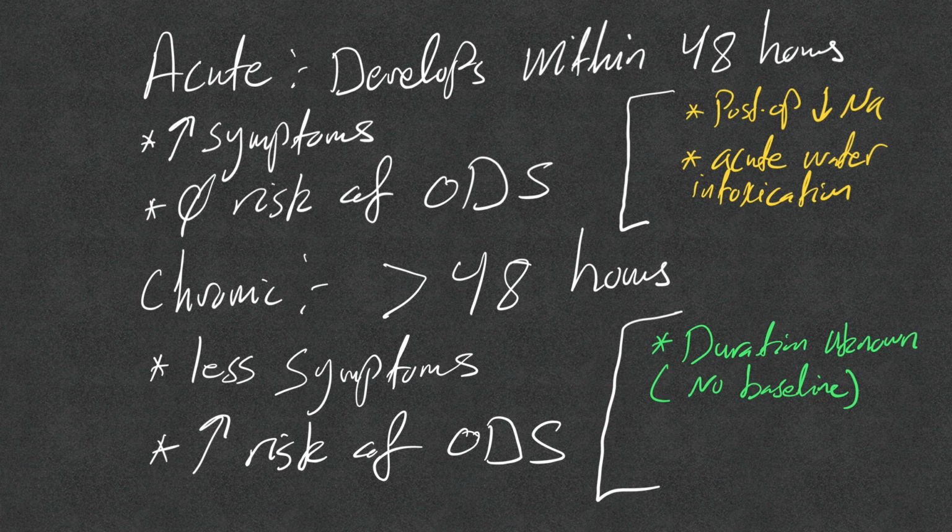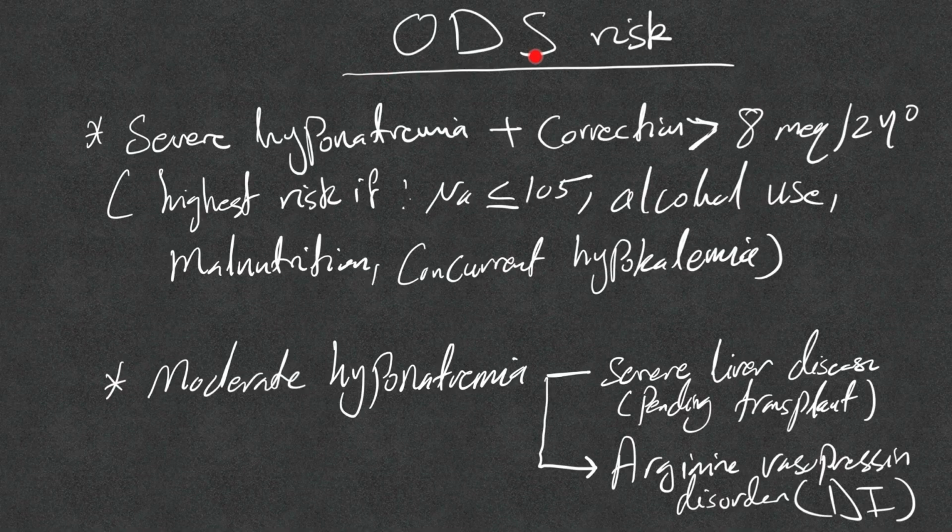Now, very important, we mentioned this last video, and I'm going to repeat it here. Acute causes way more symptoms because the brain cells do not have time to adapt. It's way more dangerous than chronic hyponatremia. Chronic hyponatremia, on the other hand, may cause little, if any, symptoms, even with a severe degree of hyponatremia, because the brain cells have the time to adapt to that. On the other hand, the risk of osmotic demyelination syndrome in acute hyponatremia is almost nothing, while all the risk is mainly in chronic hyponatremia.